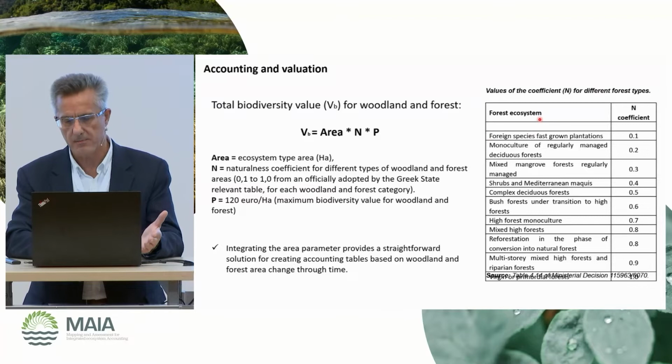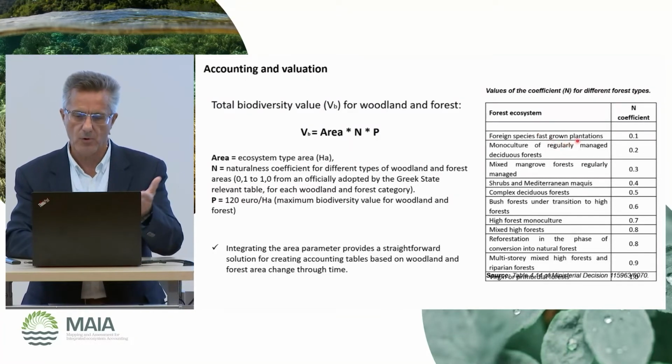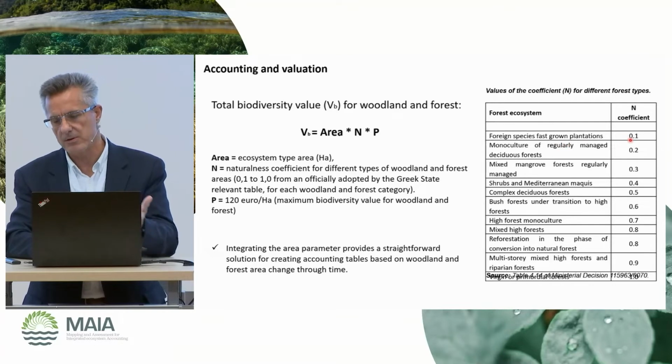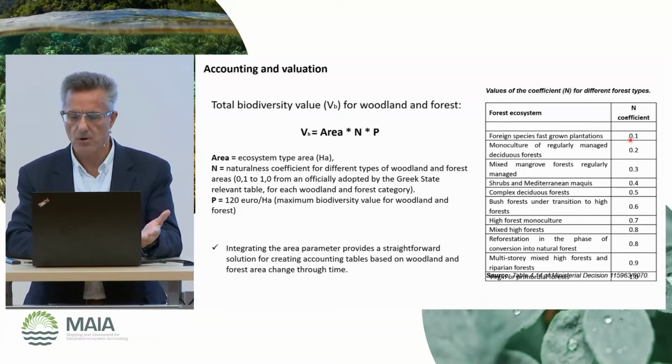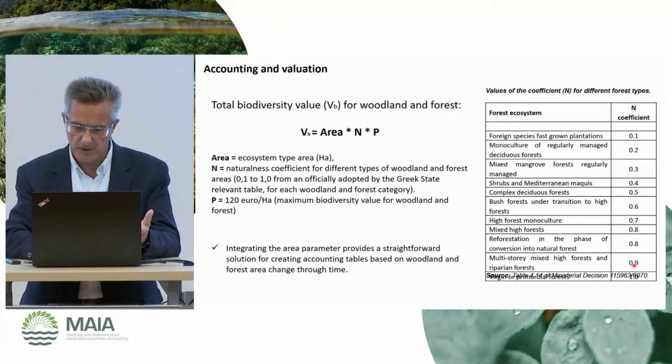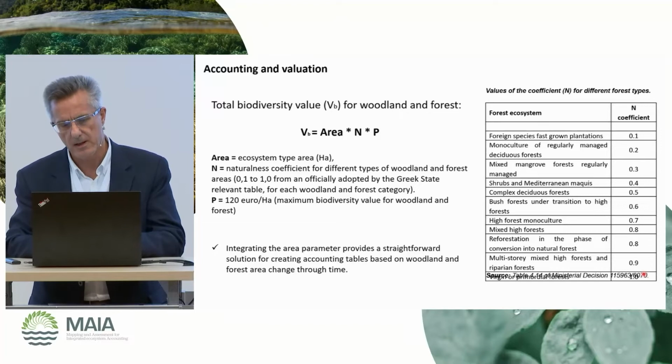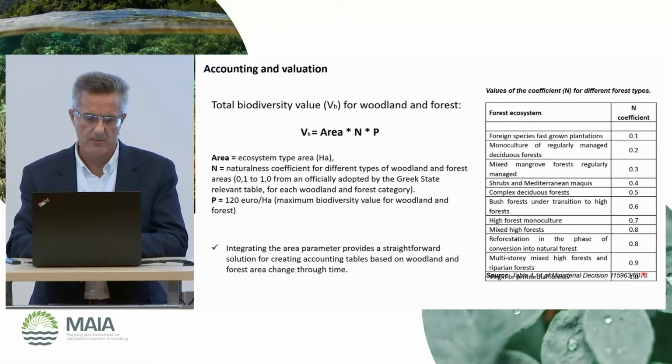different forest ecosystem, and based on if we have fast-growing plantations, then the coefficient of naturalness, you see, is 0.1. But if we have a multi-story mixed high forest and riparian forest, then it is 0.9, or if these are virgin forests, now I don't know why it is here, then it is 1. So it is very natural forest.